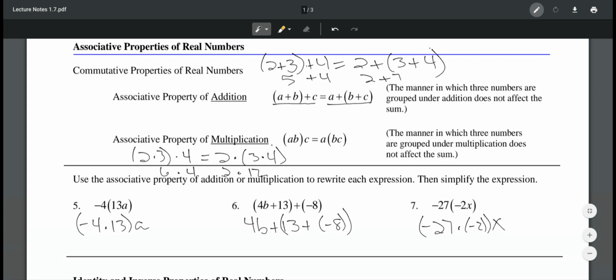Okay, now I can simplify the expression. In the first example, I can now multiply -4 and 13 and get -52A. So that's the simplified version. In the second example, I can add 13 and -8. I get 4B plus 5. That's the simplified answer. You cannot add 4B with 5 because they are not like terms. And then in the third example, I can multiply the -27 and the -2 and get positive 54x. That would be the simplified expression.